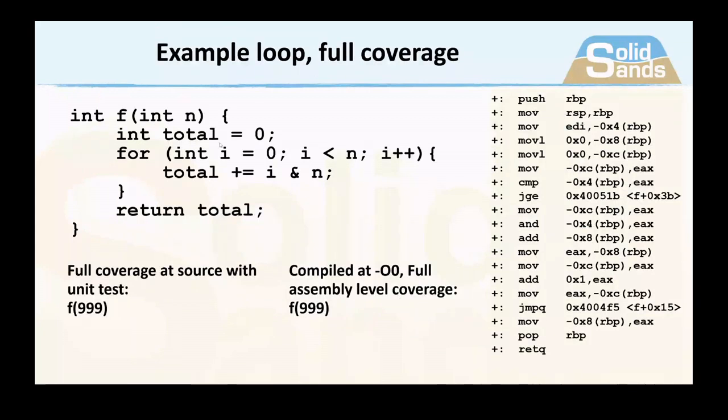So here again, we have the loop that we just discussed. If we would write a test for this loop based on the source code, we could, for example, take an input of n is 999, because then every single line of the code is being executed. And also this branch condition here, i smaller than 0, is taken in both directions. And if we compile this without optimizations enabled, we also achieve full assembly code coverage. So every instruction that is produced by the compiler is then being executed. And that is illustrated by the plus sign next to the instruction.